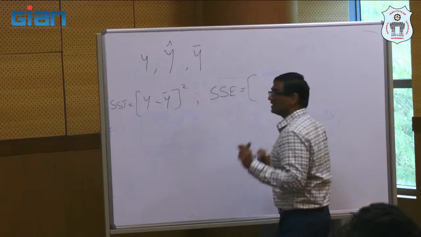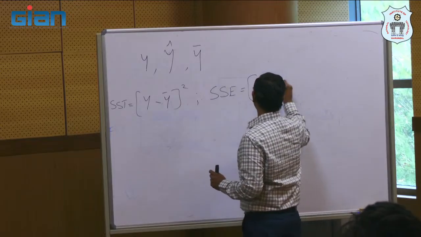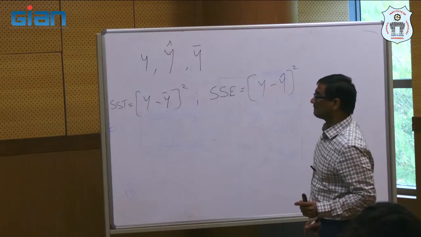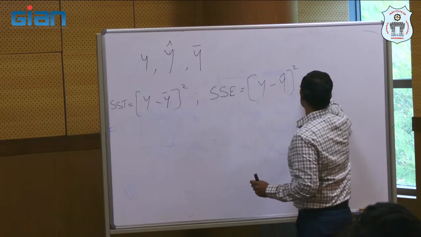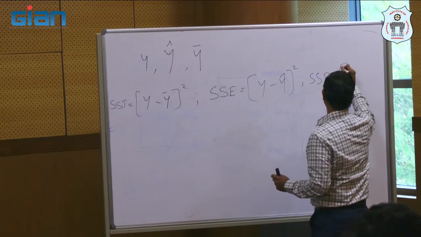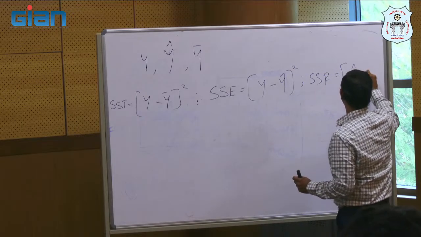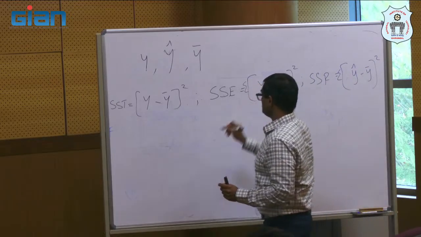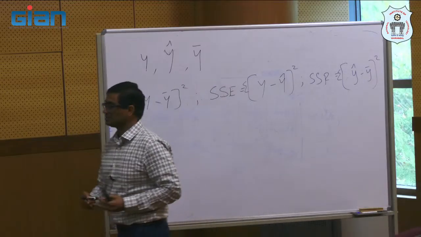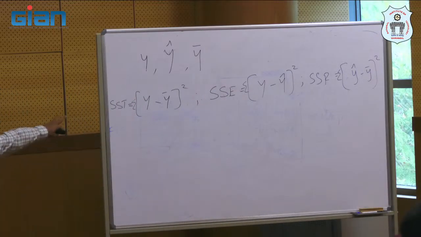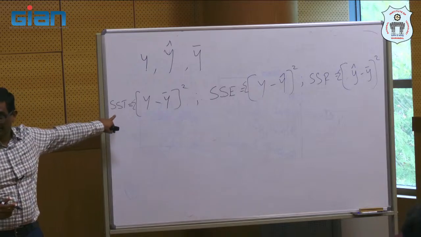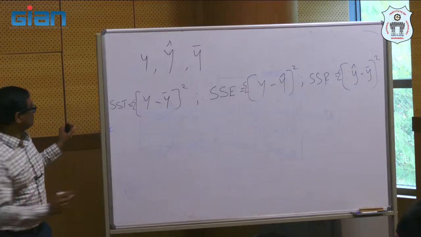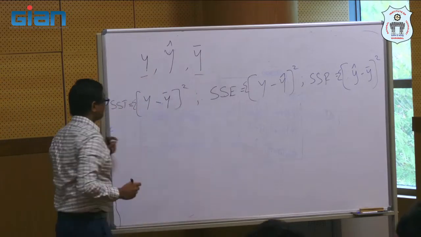SSE is the remaining error. And the third one is SSR. Let me write all of these elements. There is a summation of all of these, summed across observations. So there are three terms. SST is the total error, between the observed and the average, so Y and Y bar.